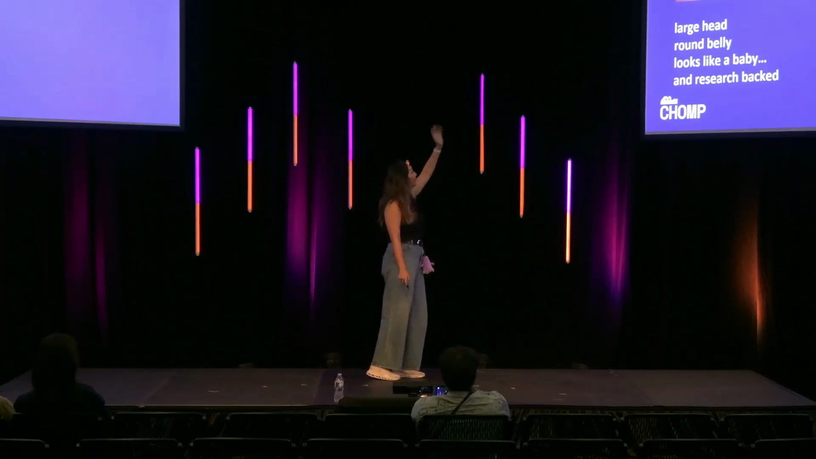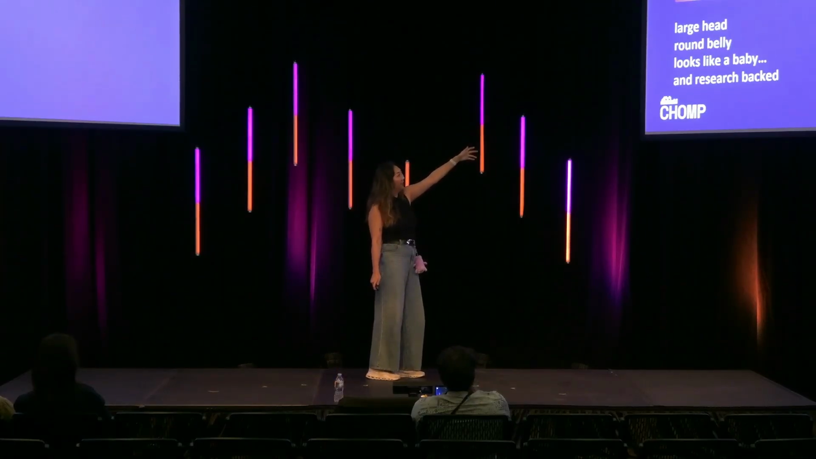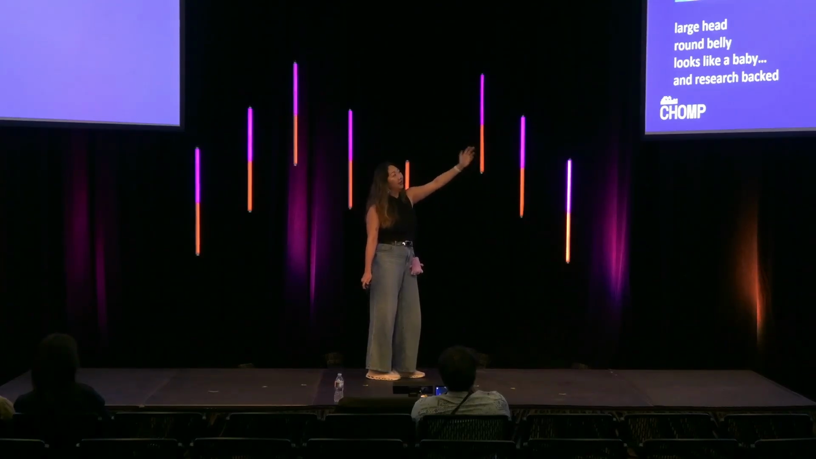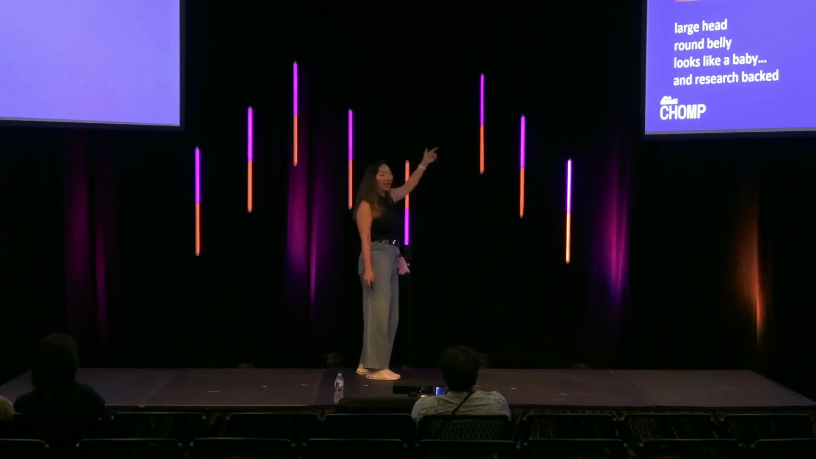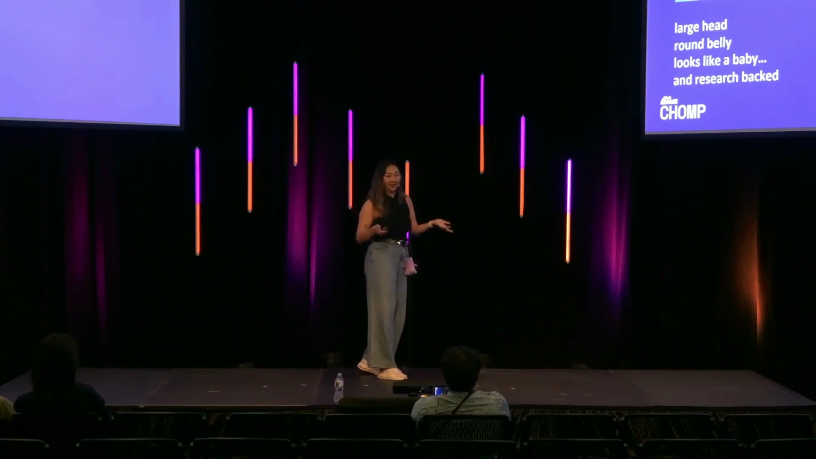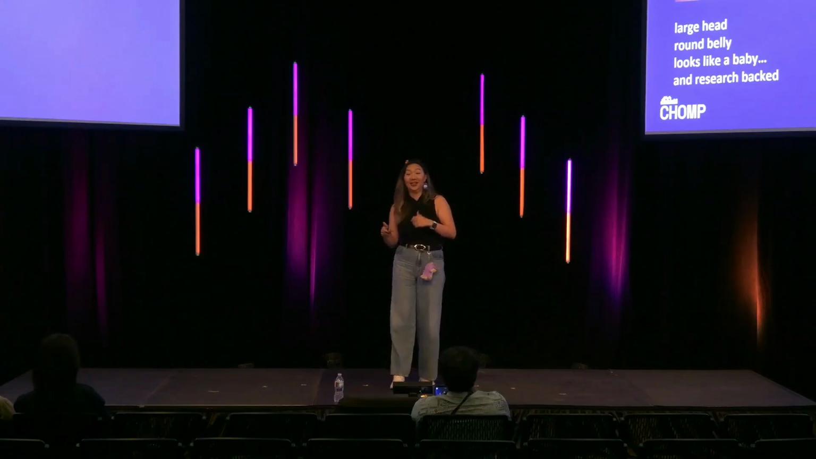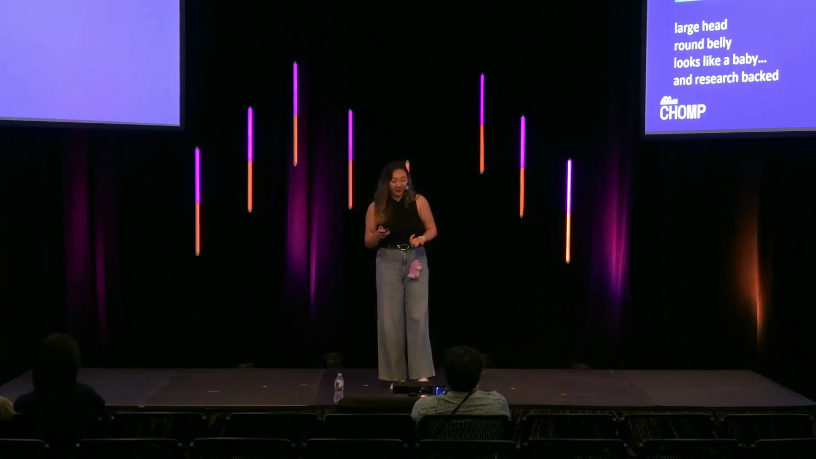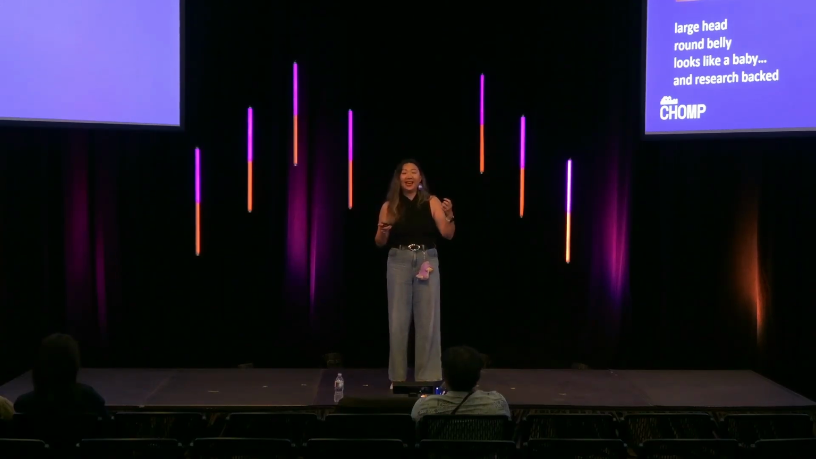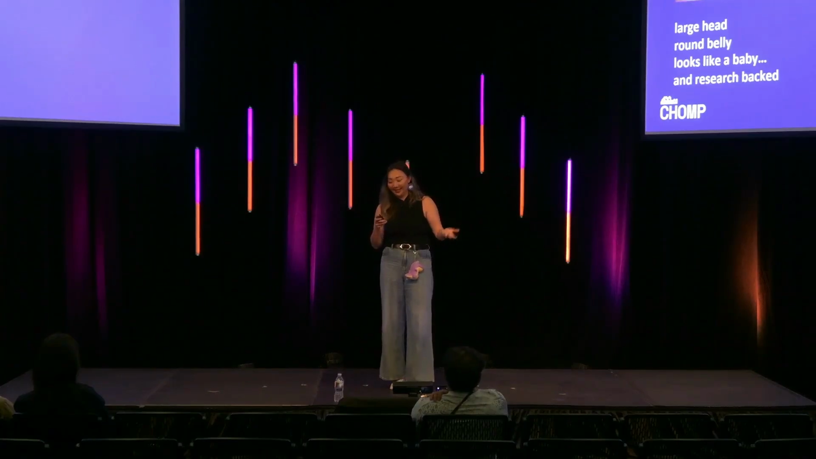They all, Labubu, Pudgy Penguins, the Duolingo Owl, and Chompy, they all have large heads, they all have round bellies, and they all look like babies. So if you're not really sure how to make your protocol accessible and fun and impressionable, just make a mascot and make it like a baby.